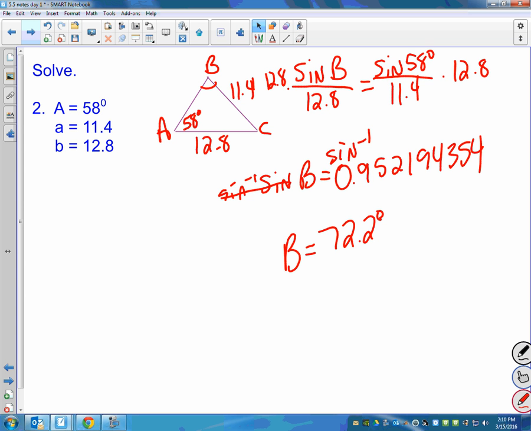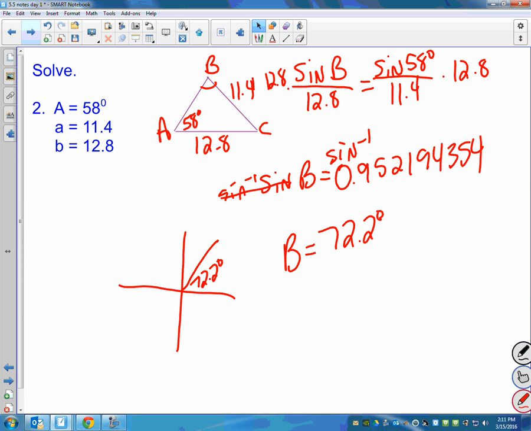So here's where you have to know that it's the ambiguous case. There could be another angle, because when we solved these equations before, not in triangles, but just solving them, remember that there's 2 answers every time, right? Sine's positive in 2 quadrants, it's negative in 2 quadrants. So this 72.2, that's the one in quadrant 1. The other quadrant is where sine is always positive.